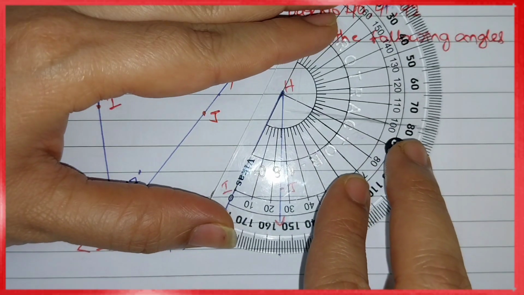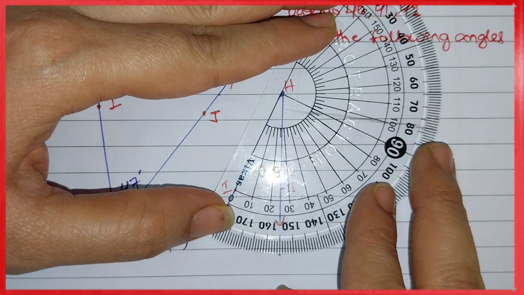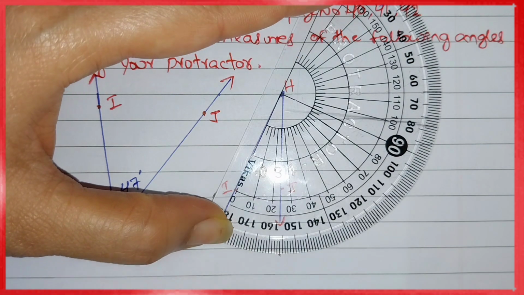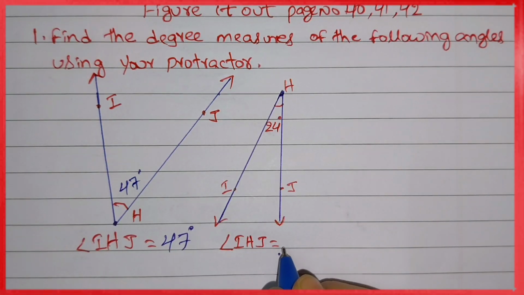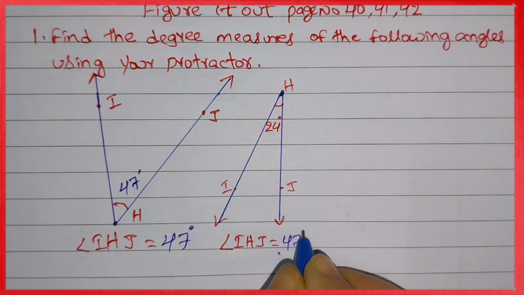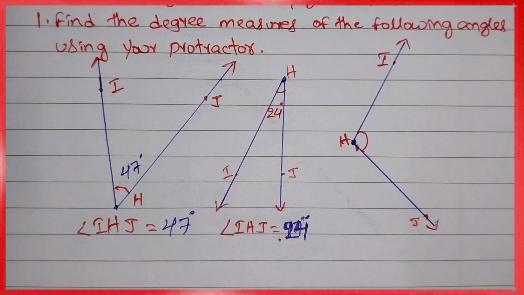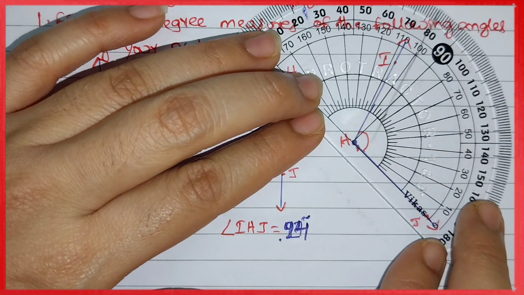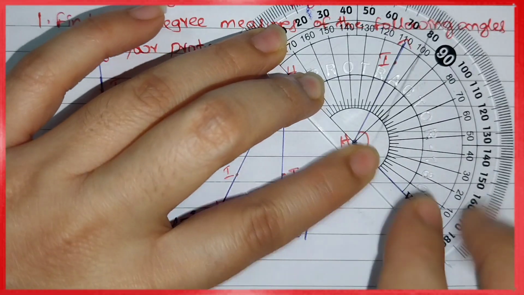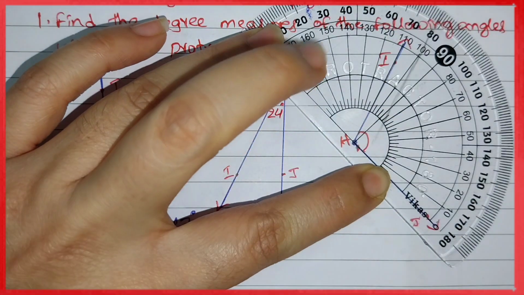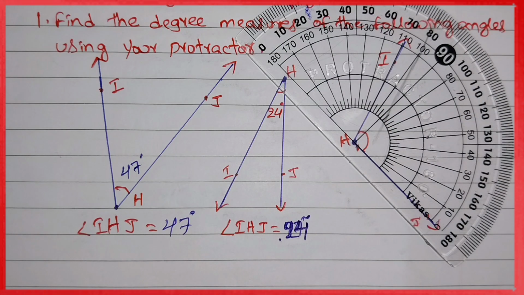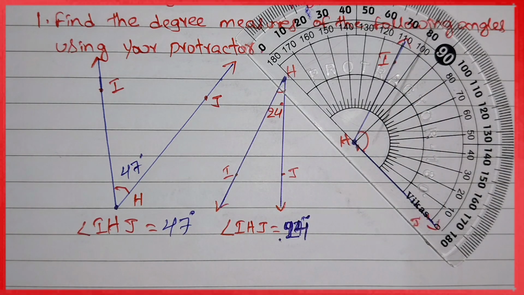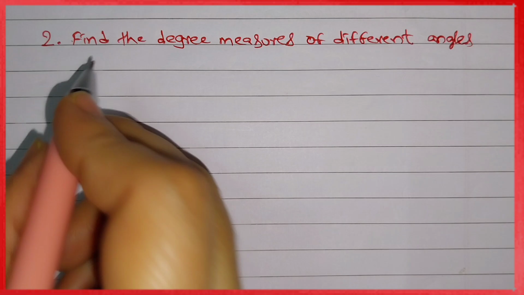The next picture, you have to place it like this and measure the angle. It starts from 0 on the inner circle, and you will get 24 degrees. Angle IHJ equals 24 degrees. The third picture, this is the center and this is the baseline. We have to place it like this and this is 110 degrees. So angle IHJ equals 110 degrees.